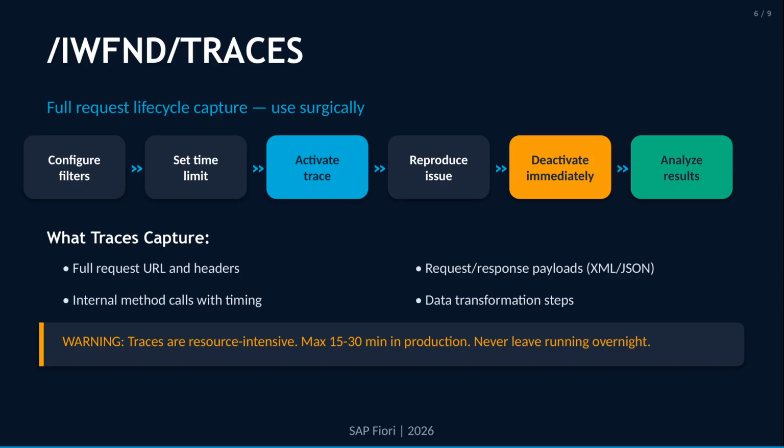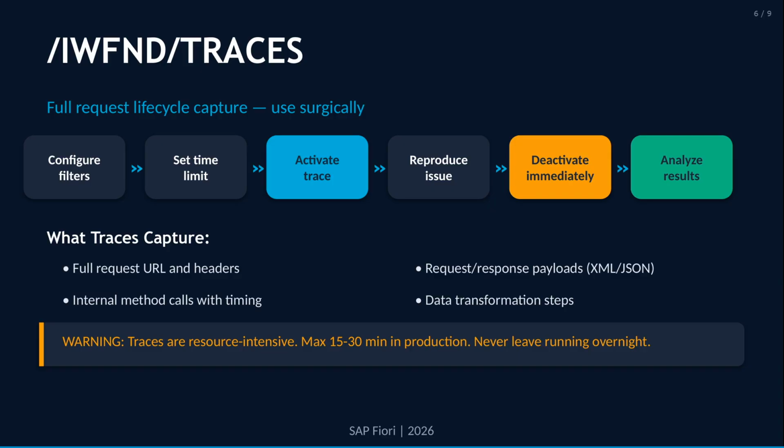Transaction /IWFND/traces lets you activate a full trace of OData request processing. You can filter by user, service name, or HTTP method. The trace captures the complete request and response payloads, the internal method calls, and the time spent in each processing step. It's useful for debugging data transformation issues, where the backend returns the correct data, but the gateway serializes it incorrectly.